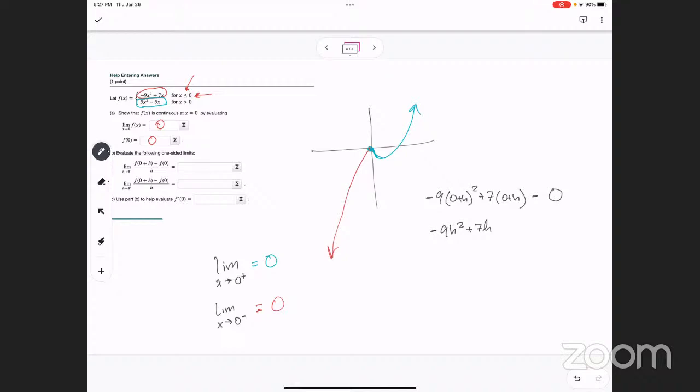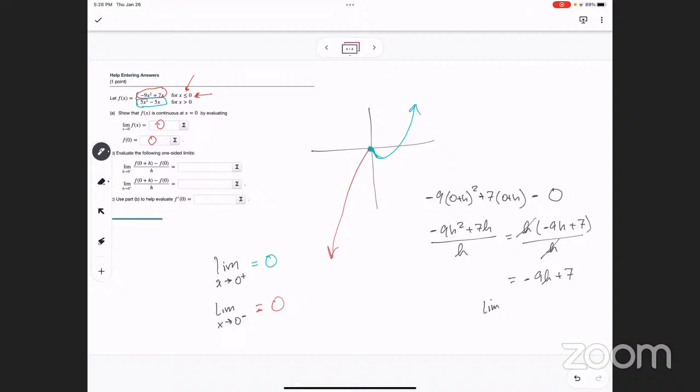Make sense? Yes. That's on the top, and what's on the bottom? h. So I can factor an h out of the top, right? And I'll have -9h plus 7 left over, and I'll have h on the bottom. Cancel those out. Got it? Yes. And that means my answer is -9h plus 7. But now it asks me what's the limit as h goes to 0 of that.